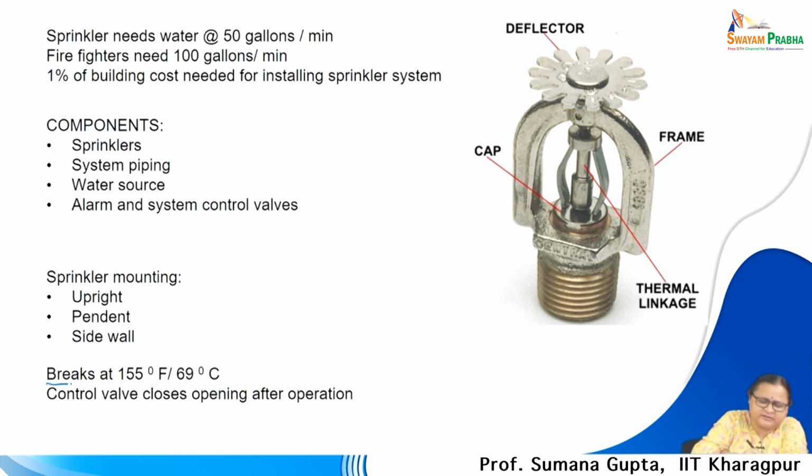You see here it is written: breaks at 155 degree Fahrenheit or 69 degree centigrade, and the control valve closes opening after the operation. So, what happens? These are placed in a network of pipe which allows water to flood or to sprinkle or deflect on top of a fire, which is the most common, ordinary sprinkler system.